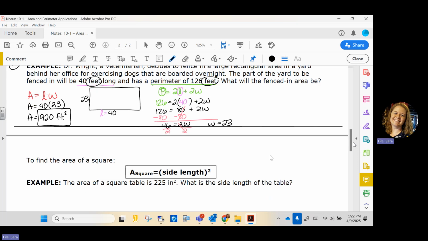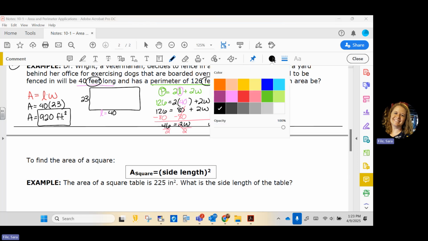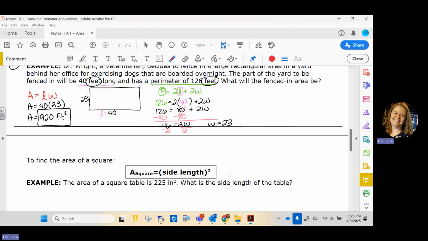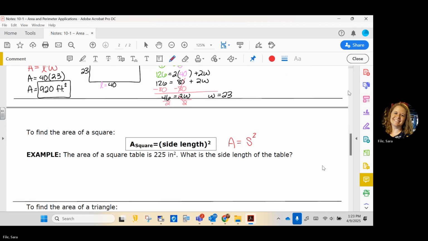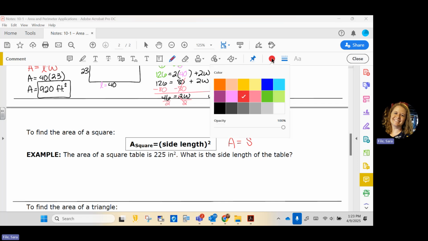All right, let's try one with a square. Since a square's length and width are the same, we can just call it S for side length, since all 4 sides are the same. And you just multiply it by itself, because it would be side times side, because it's the same. So you can think of that as side squared. Okay, so area of a square is the side length squared. So this tells us the area of a square table.